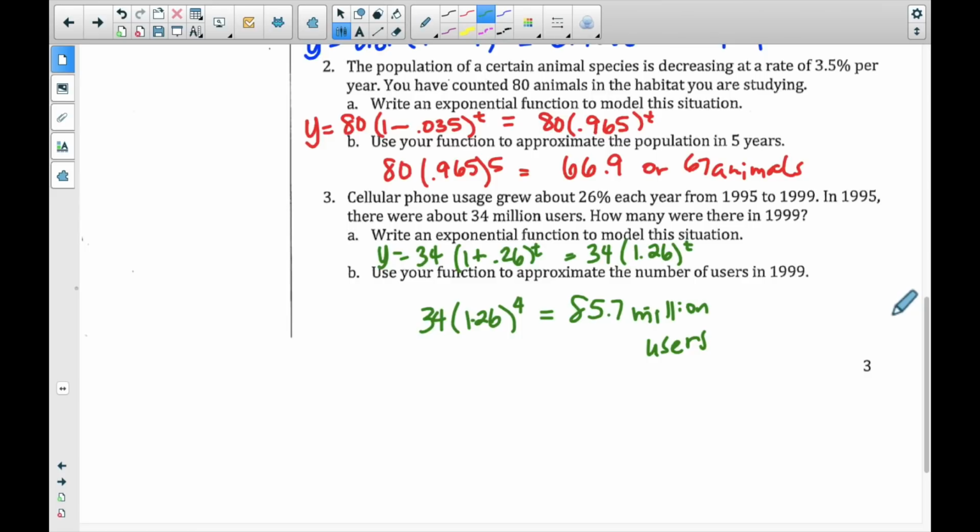All right, those are the basics that you need to know on using the exponential equation and how to do some exponential graphs. We will continue to work on this in class tomorrow.